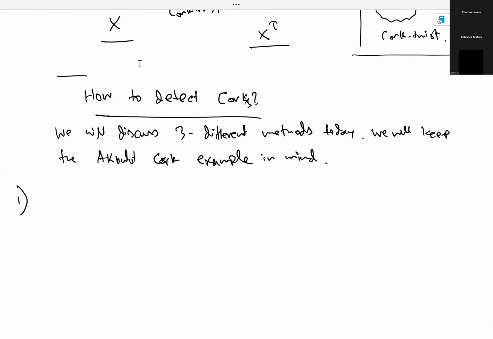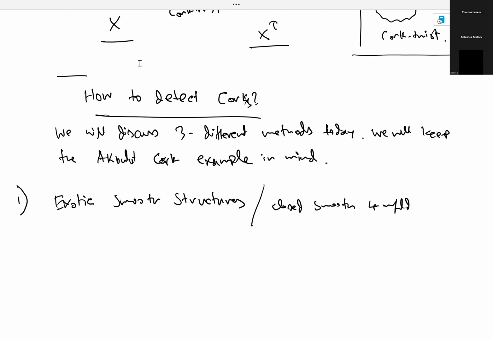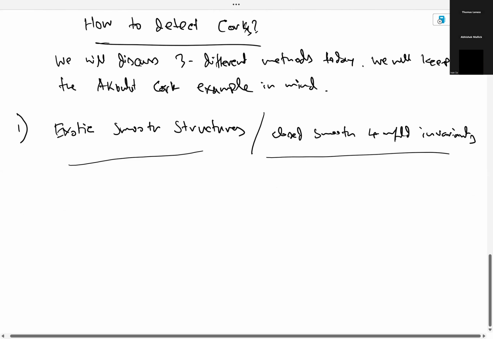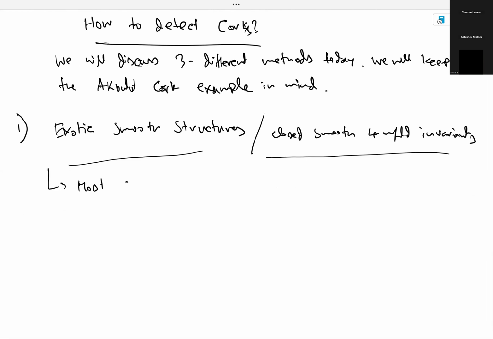So this method uses what's called exotic smooth structures, or closed smooth four manifold invariants. So various invariants of smooth four manifolds, such as the Seiberg-Witten invariant or the Donaldson invariant and so on. This process has been the most prevalent way of detecting corks in the literature, the most common way of detecting corks since the 90s. So how does it work?